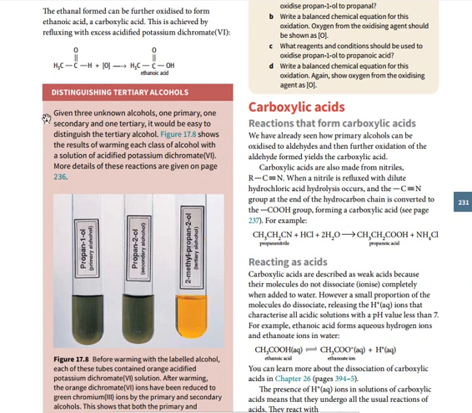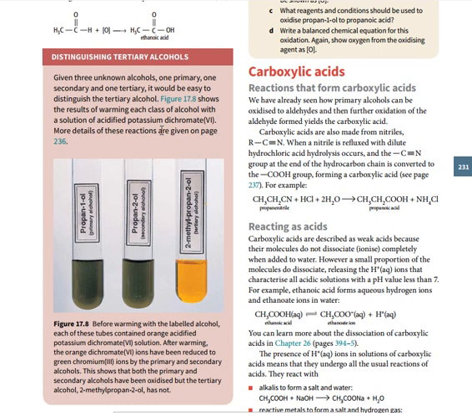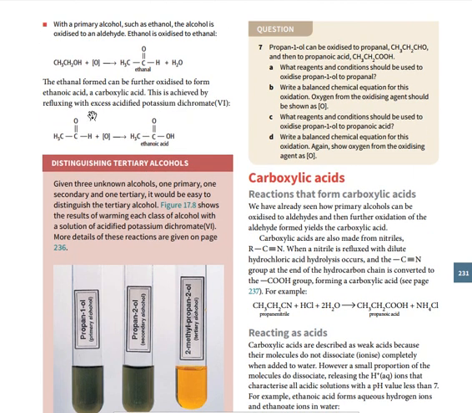Now this is how we distinguish a tertiary alcohol. In order to distinguish a tertiary alcohol, you need to know that primary alcohol can produce aldehyde and carboxylic acid. Secondary alcohol oxidation is going to produce ketones, while tertiary alcohol oxidation produces nothing. The reason is that in order to have oxidation, you are required to have a hydrogen atom on the carbon atom bonded to the OH group.